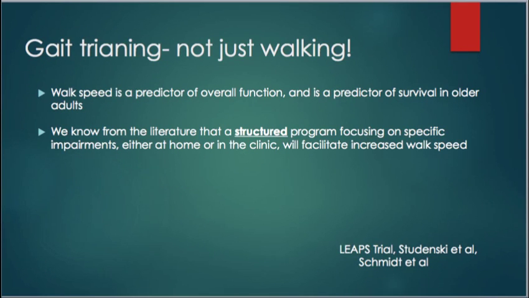If, based on your initial assessment, you've decided that your patient is going to be a candidate to walk, then we're going to want to initiate gait training. Gait training is more than just walking. We know that walk speed is a predictor of overall function and is a predictor of survival in older adults. We also know from the literature that a structured program focusing on specific impairments, whether at home or the clinic, will facilitate increased walk speed.